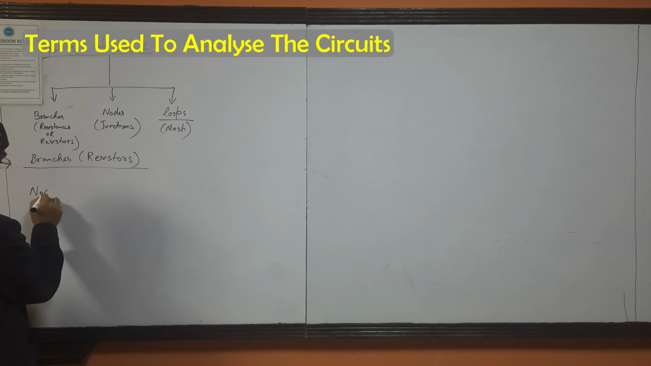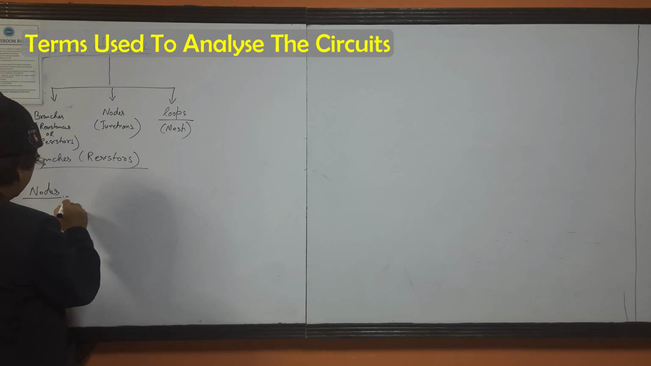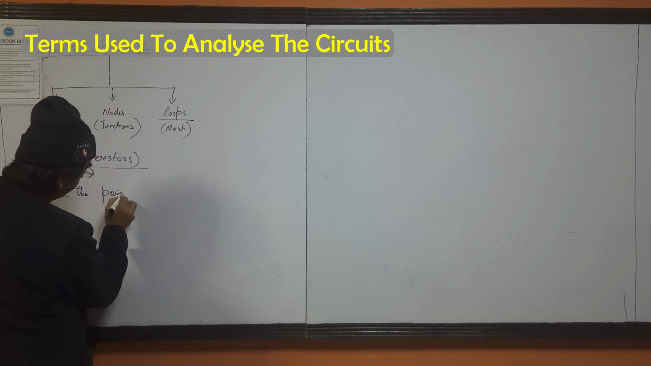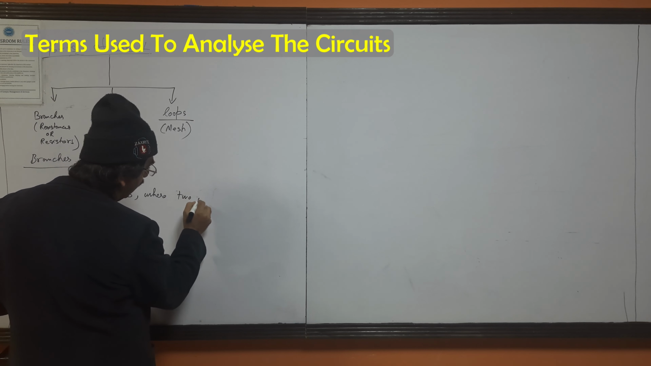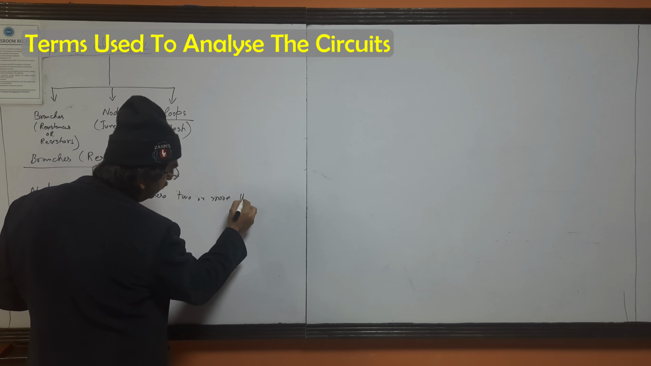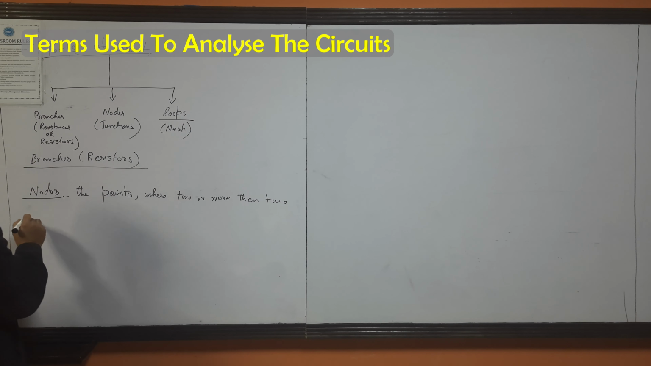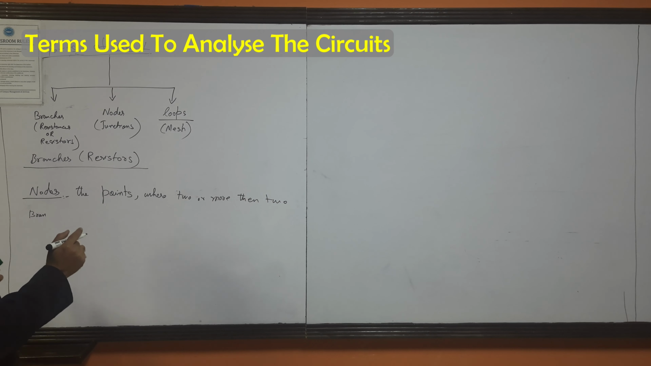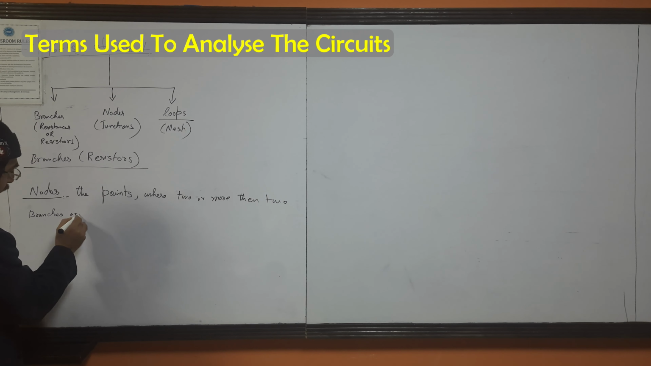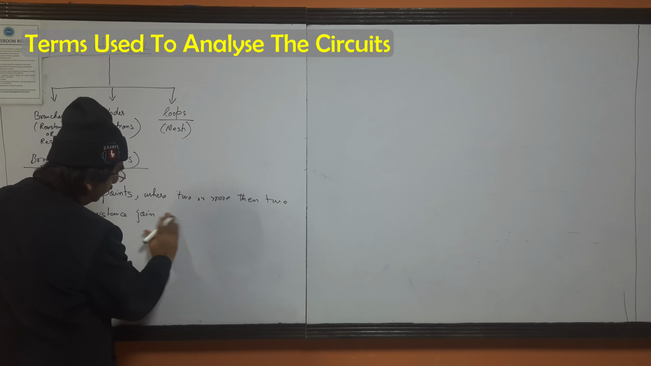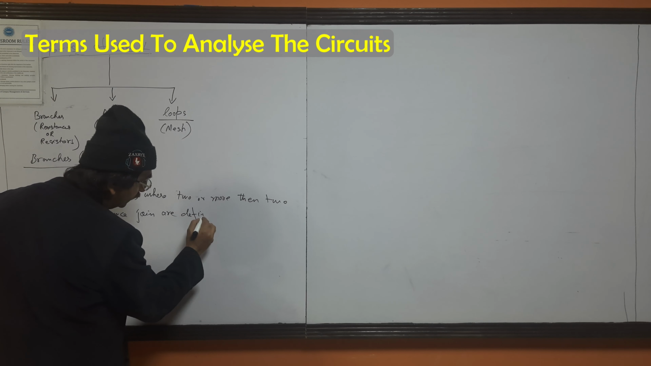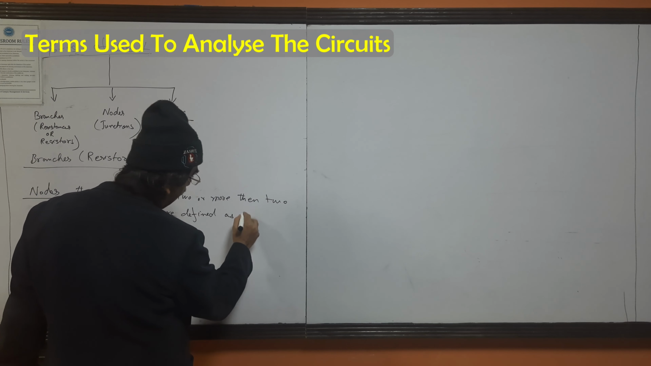The second are the nodes. The points where two or more than two branches or resistance join are defined as nodes.